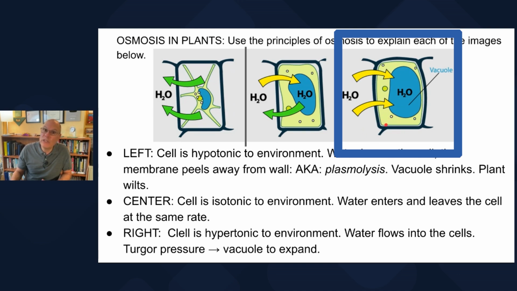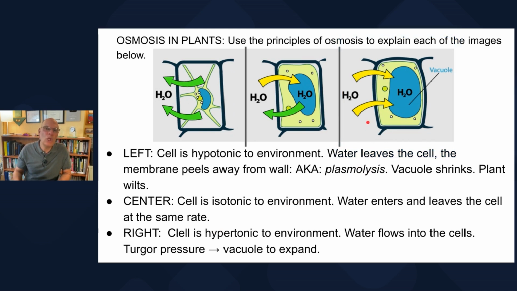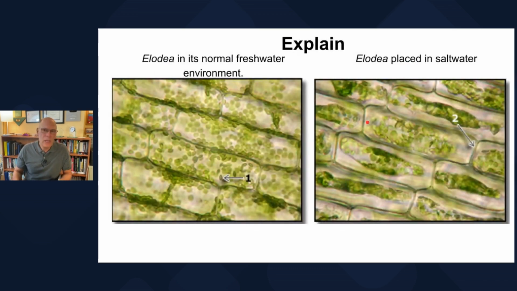Water is going to move into the cells of the plant as a whole, and that is going to lead the vacuole to expand. It's going to push the entire cell against the cell wall. That's called turgor pressure. It makes plants full, firm, happy. That's why you should water your plants. So explain this.